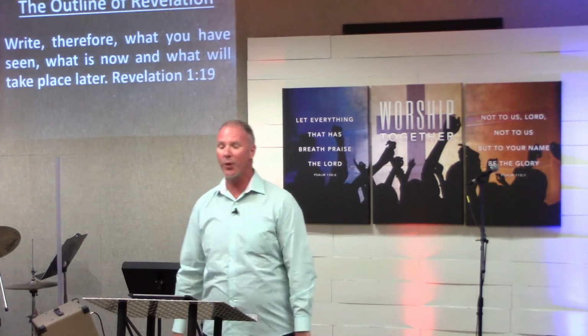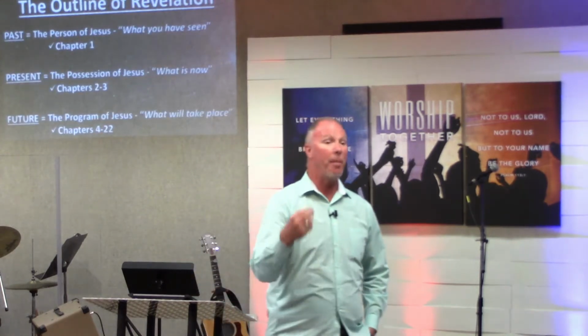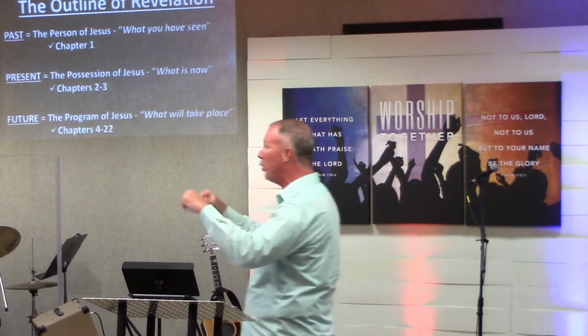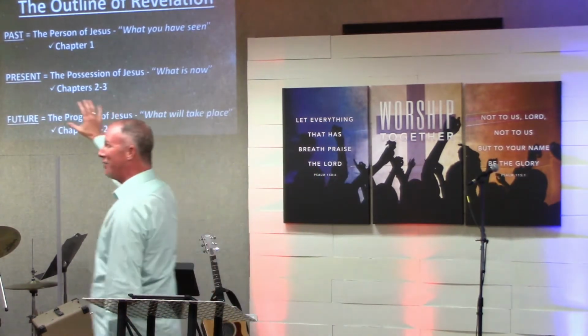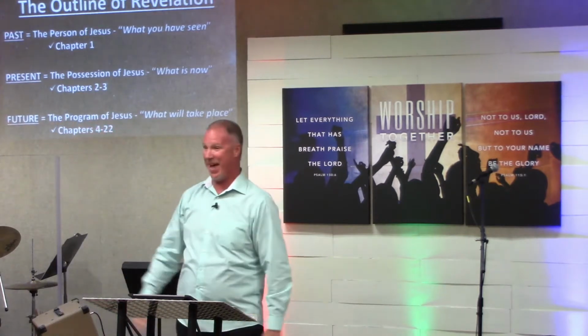Let's look at that real quick. The outline of the book of Revelation: past deals with the person of Jesus, who Jesus is today, what you have seen. Now, that's what we're going to get to today. We're covering chapter 1 today, all right? We're going to talk about that.